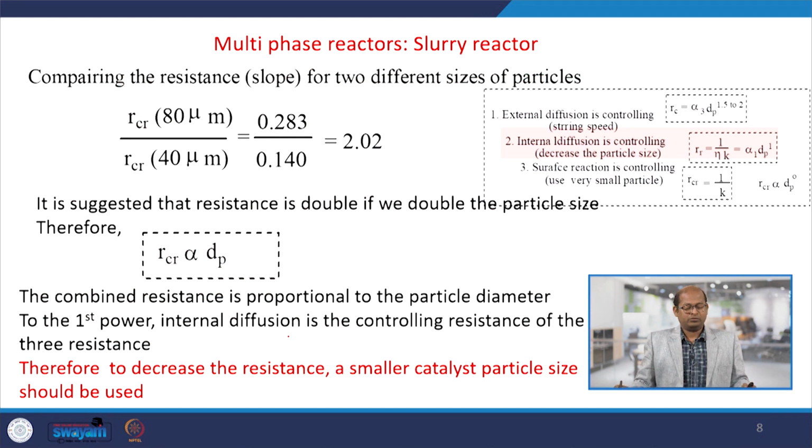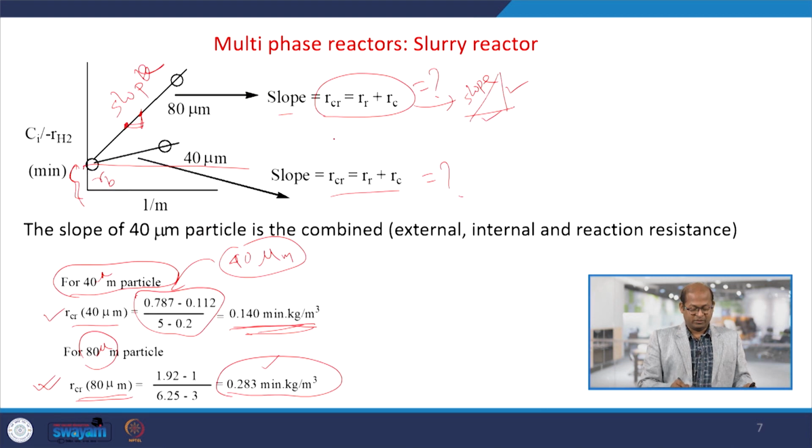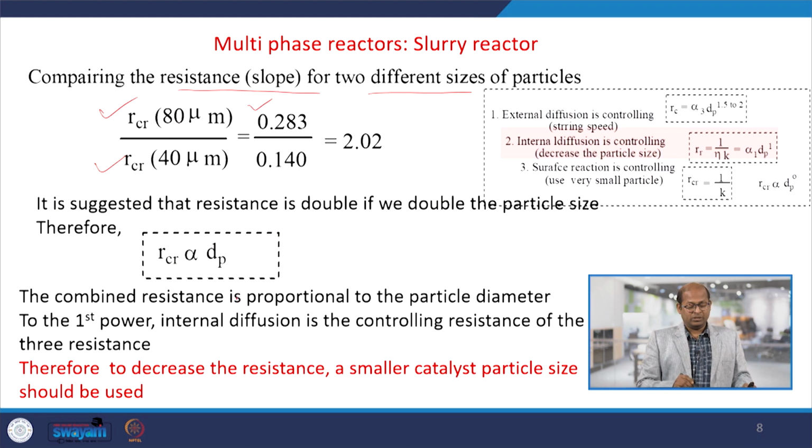If we take the ratio of those two resistances, or the slopes, for the two different sizes of particles, 80 micron and 40 micron: the resistance we obtain for the 80 micron particle is 0.283, and for the 40 micron particle this. If you take the ratio of them, it comes to 2. So it indicates that the resistance for 80 micron particles is almost double that of 40 micron particles.